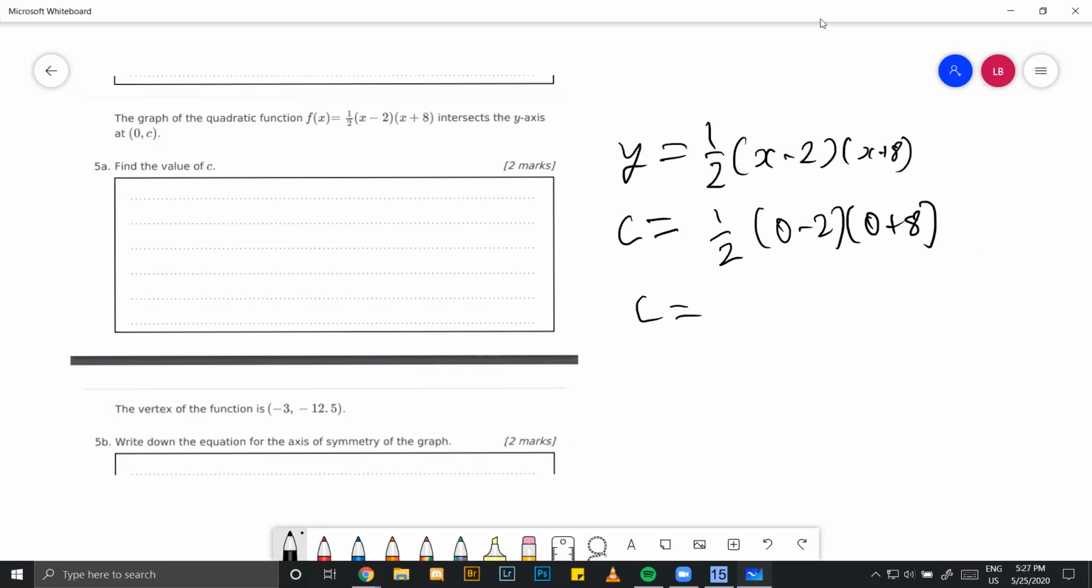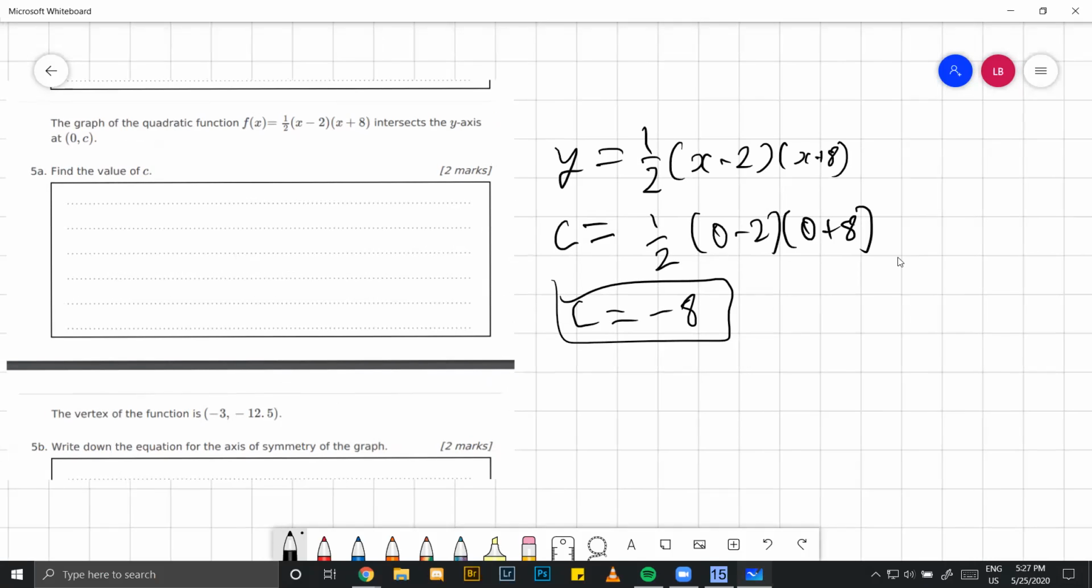So c is equal to half times negative 2 times plus 8. Negative 2 times plus 8 is negative 16. Negative 16 times half is negative 8. So c is equal to negative 8. Perfect.